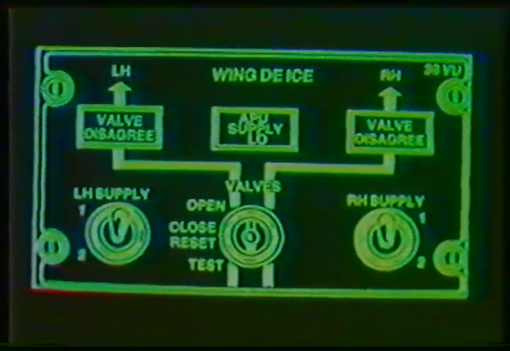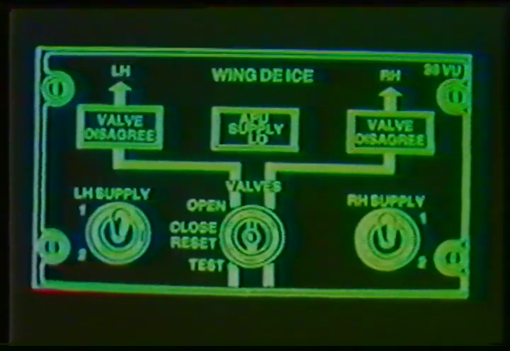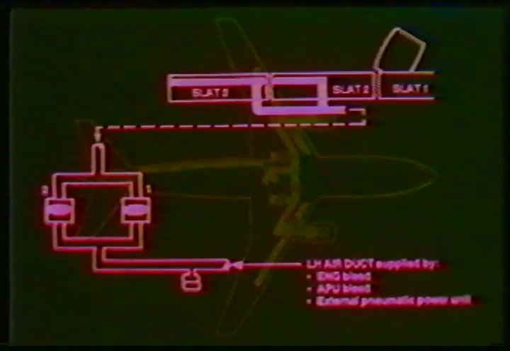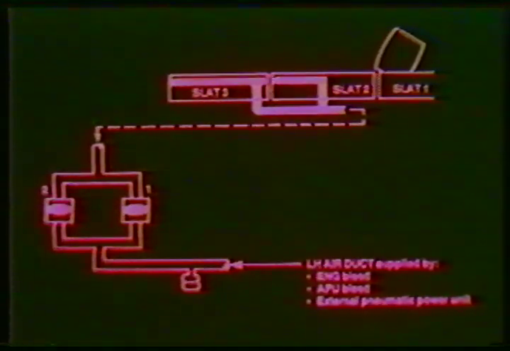We will now discuss the wing de-icing on aircraft 215 and subsequent. Engine bleed air is used to de-ice the leading edge of slats number 2 and 3. Normally, the left and right wing de-ice manifolds are isolated from each other when the pneumatic cross-bleed valve is closed. There are 2 wing de-ice valves on each wing. They are in parallel and between the pneumatic manifold and the respective wing de-ice manifold.